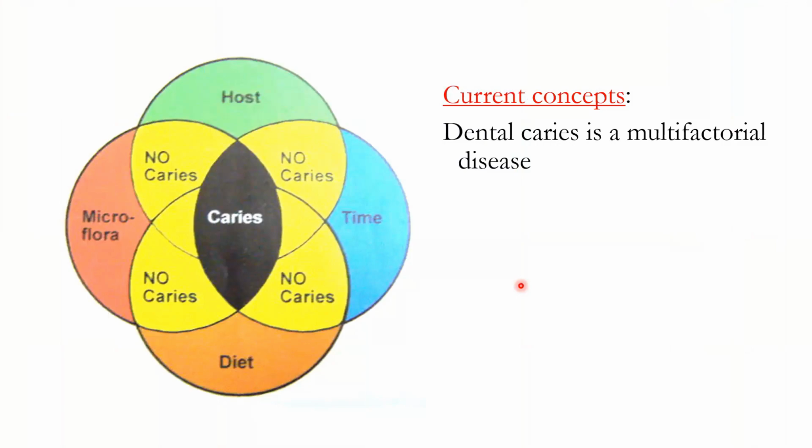According to the current concepts, dental caries is a multifactorial disease. The factors taking part are the microflora, which is nothing but the bacteria; diet, and of course it is a carbohydrate-rich diet we're talking about here, which we're going to discuss in detail; the host, which comprises the teeth and saliva; and the time of contact of the microflora on the surface of the tooth. When all these factors act together, they cause caries.